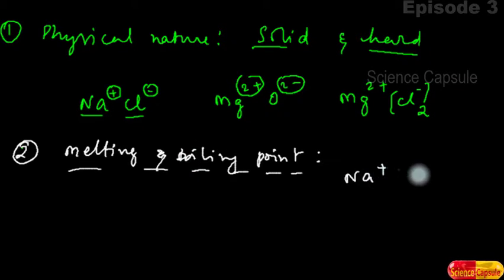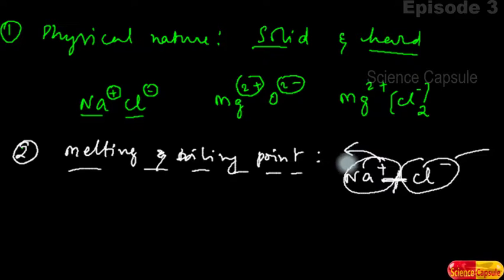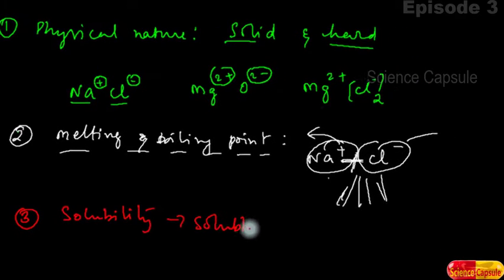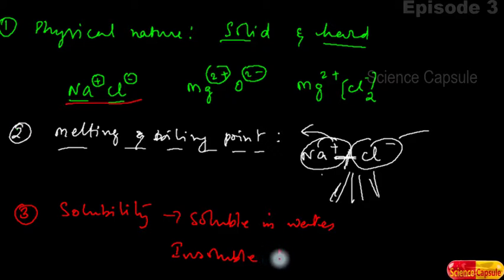Say for example, Na+ Cl-, these are oppositely charged particles. In order to break this bond, once the bond is broken, only then will the constituent particles go apart. So more heat energy is required to break the bond due to interionic force of attraction. That is why it is seen that ionic compounds have high melting and boiling points. The third property of ionic compounds is solubility. Dear students, ionic compounds are generally soluble in water, but insoluble in solvents such as kerosene, petrol, etc.